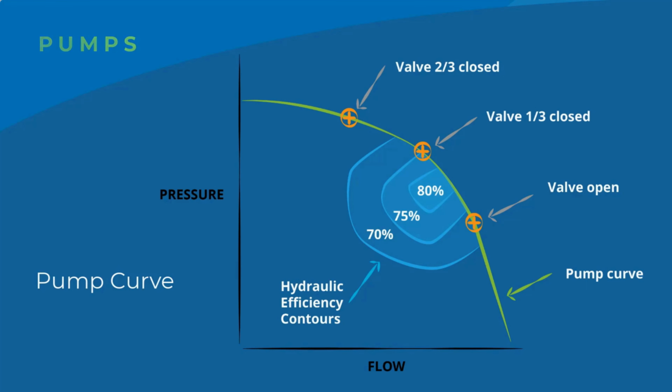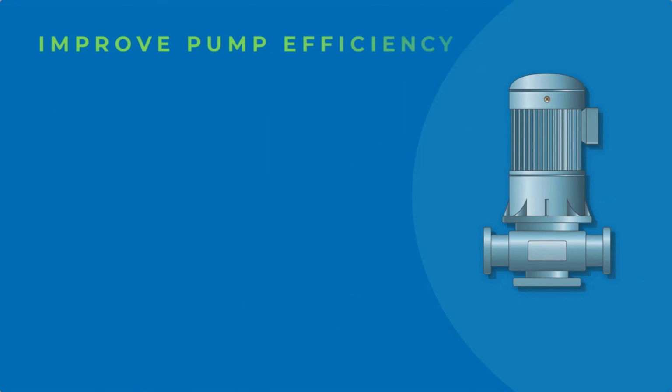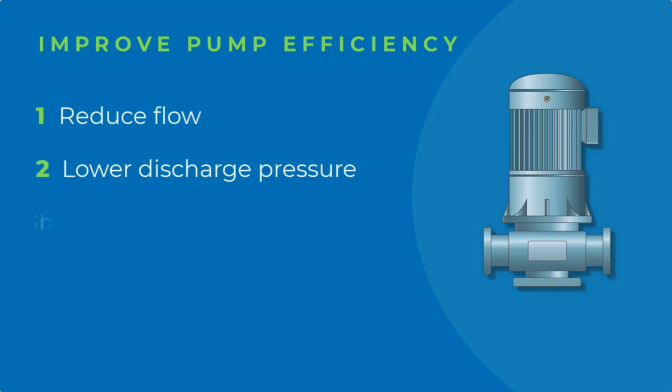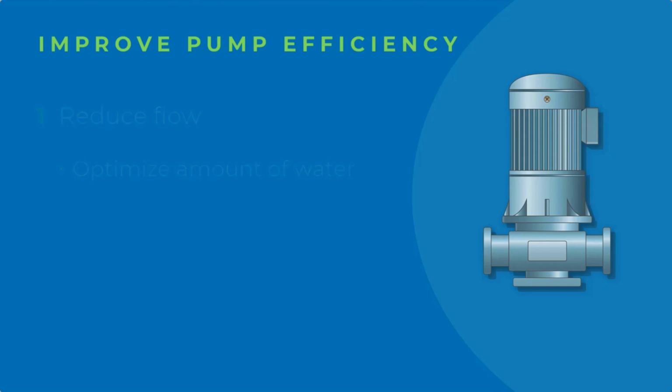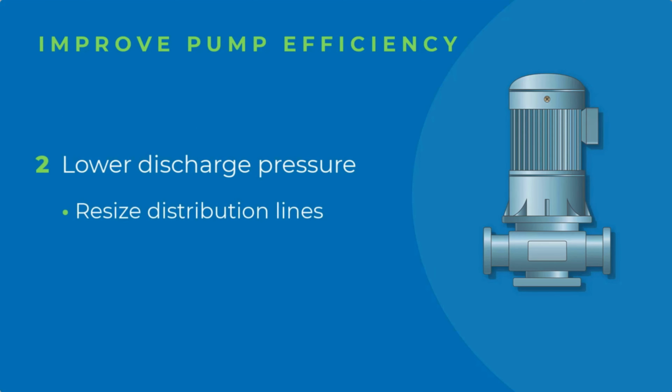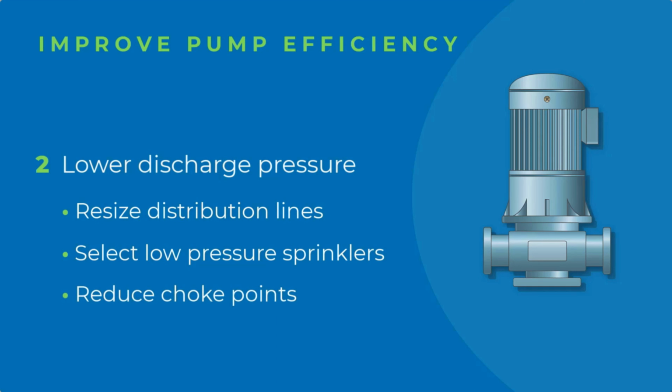So, broadly speaking, ways to improve the efficiency of a pump are to reduce the flow, lower the discharge pressure, or increase the hydraulic efficiency. Flow can sometimes be reduced by optimizing the amount of water applied through soil moisture sensors. For example, pressure can sometimes be reduced by properly sizing distribution lines, selecting sprinklers that require lower pressure to operate, or reducing the number of choke points in the system, such as partially closed valves.